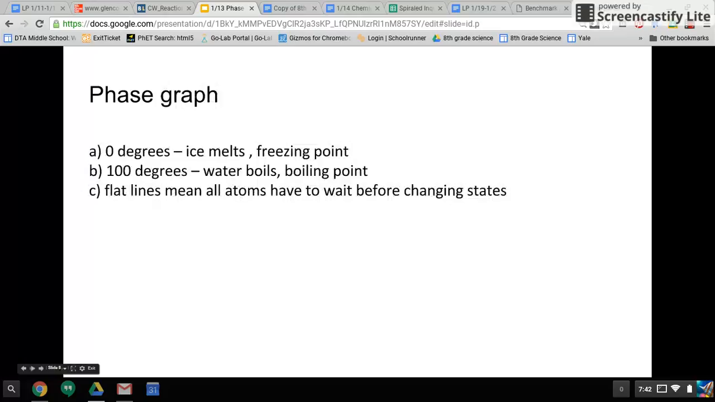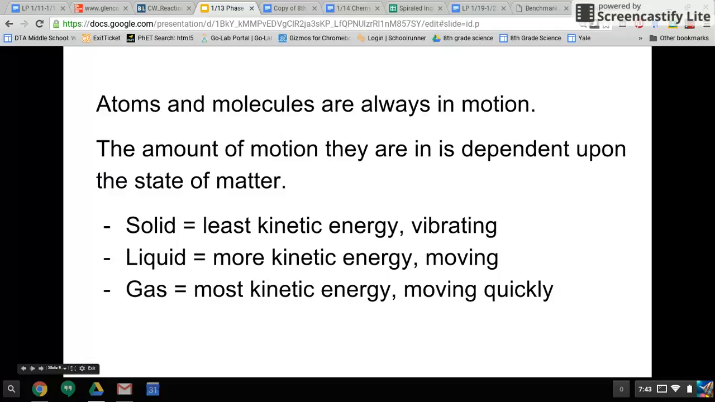Okay, so the atoms and the molecules, no matter what phase, are always in motion, and the amount of motion is really dependent upon the state of matter. We talked about the solid having the least kinetic energy, just vibrating in place while in a certain form. The liquid has even more kinetic energy than that, and the molecules are moving around. And the gas has the most, where the atoms and the molecules are moving around very quickly.